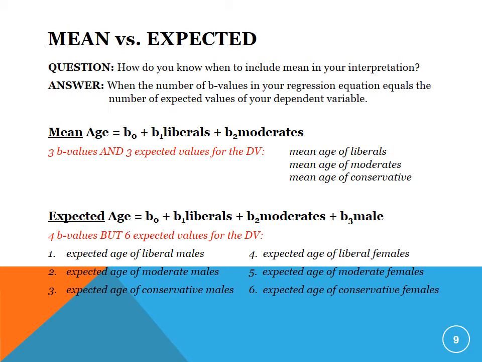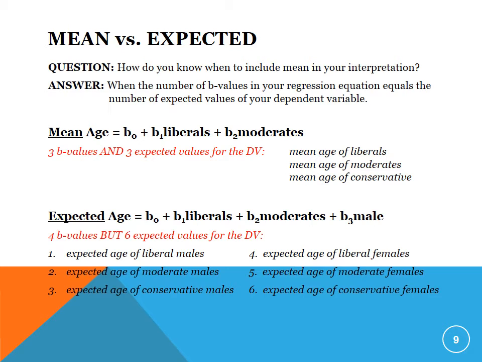So it's not just 3 anymore, it's 6. And so our b values equals 4. Our expected values, we have 6. They don't equal each other, and so therefore we say expected.